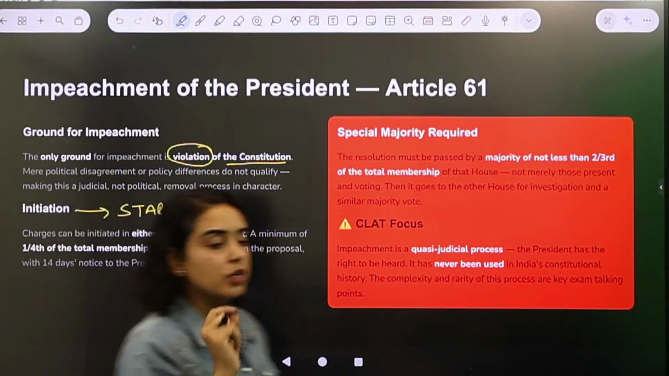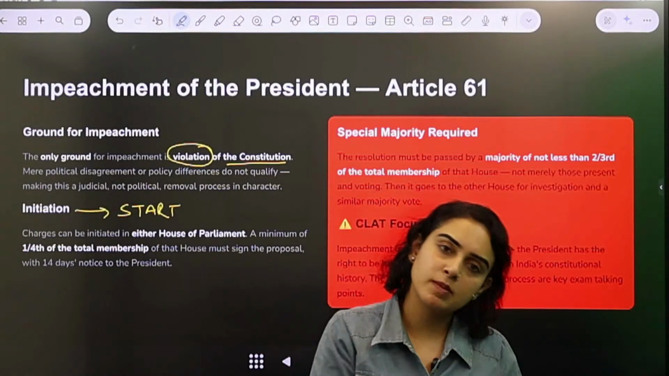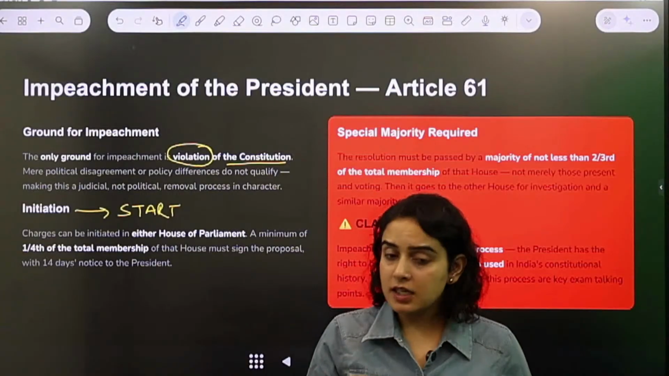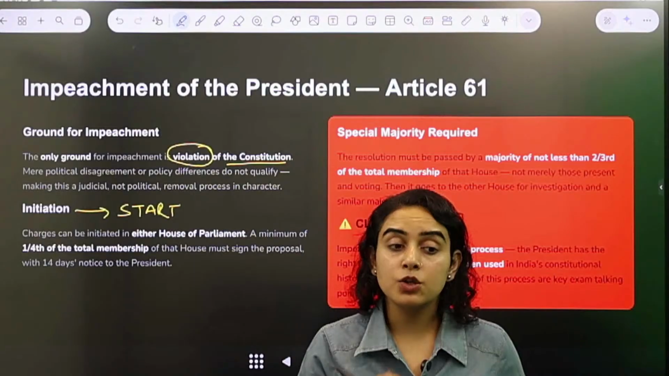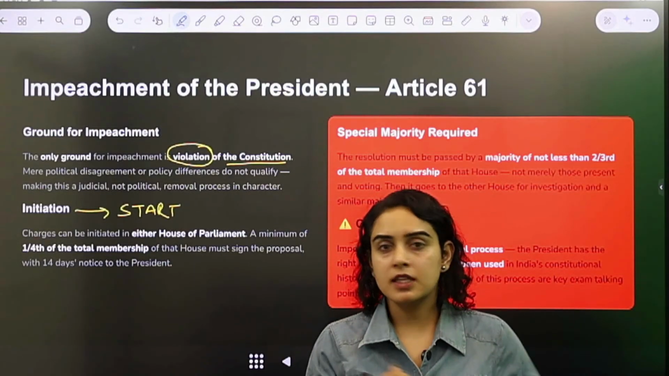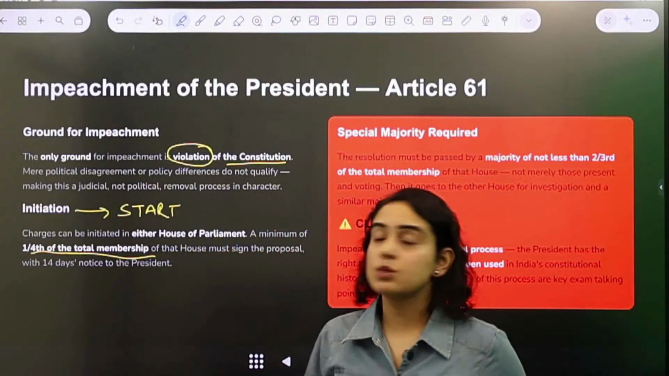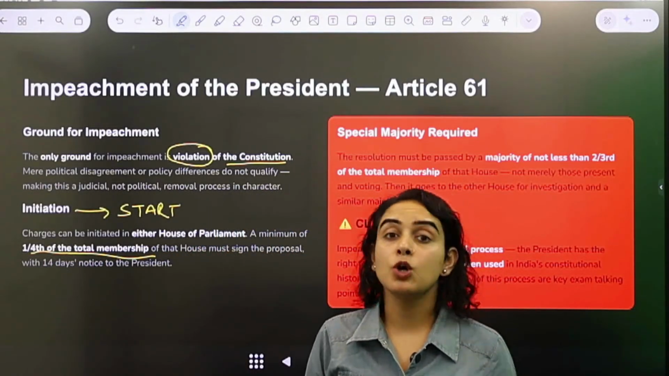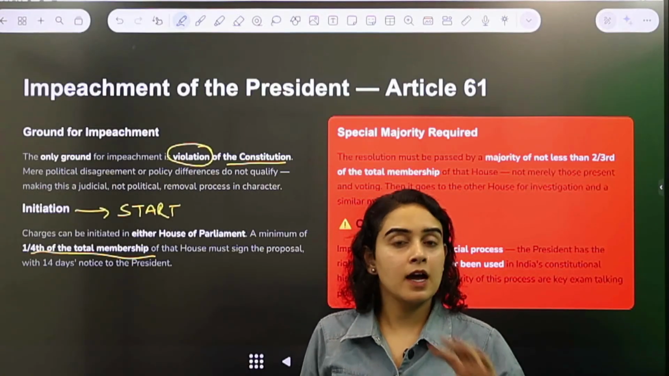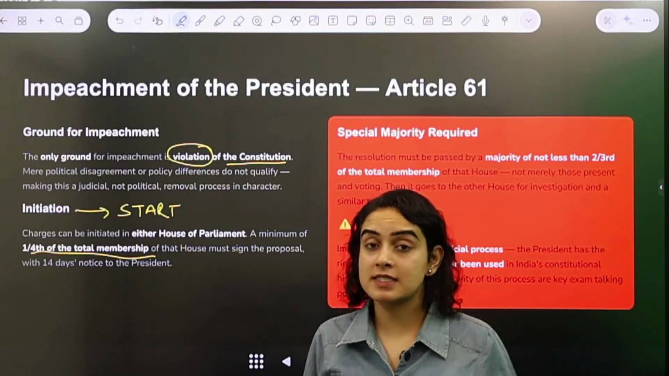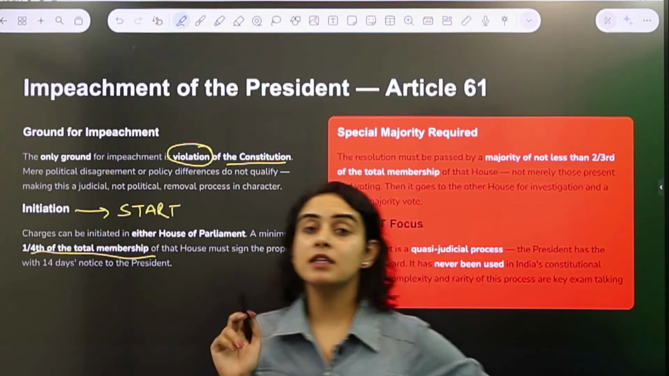A motion or a resolution has to be started by either house of the parliament, either Lok Sabha or Rajya Sabha. Either house can actually start this resolution, and to even start it, they will need a one-fourth majority. At least one-fourth of the total members of the house should agree that yes, we want to start this process. Otherwise, the process cannot even get started. So, just to start the process, one-fourth of the total members should sign the proposal.